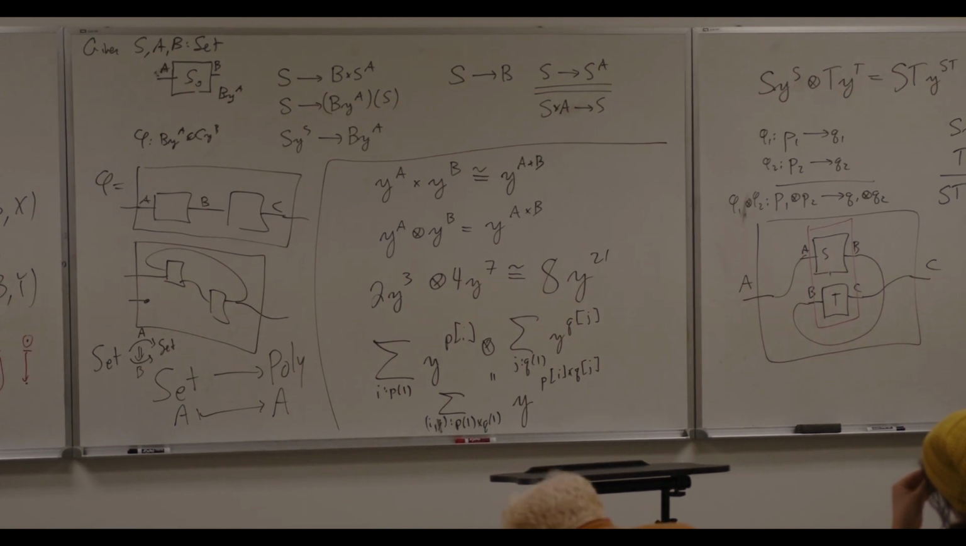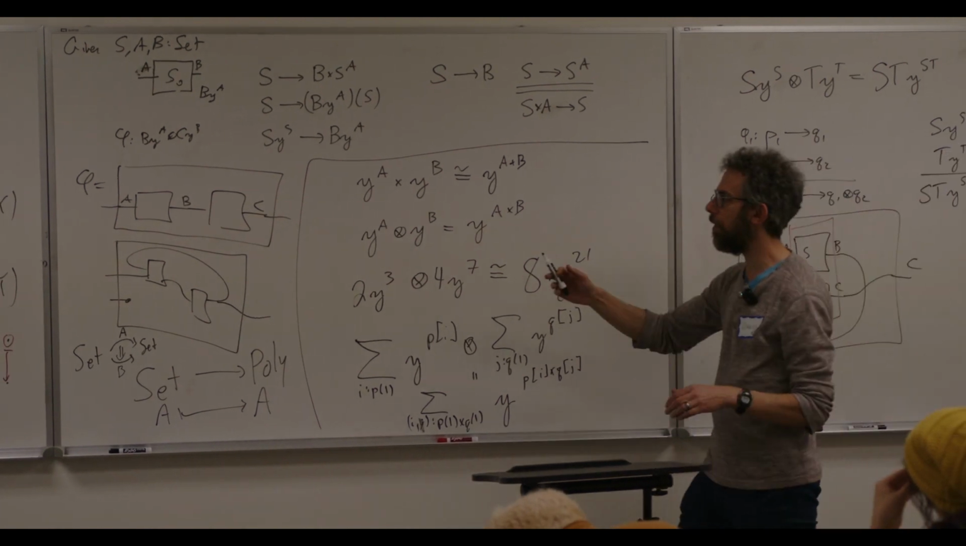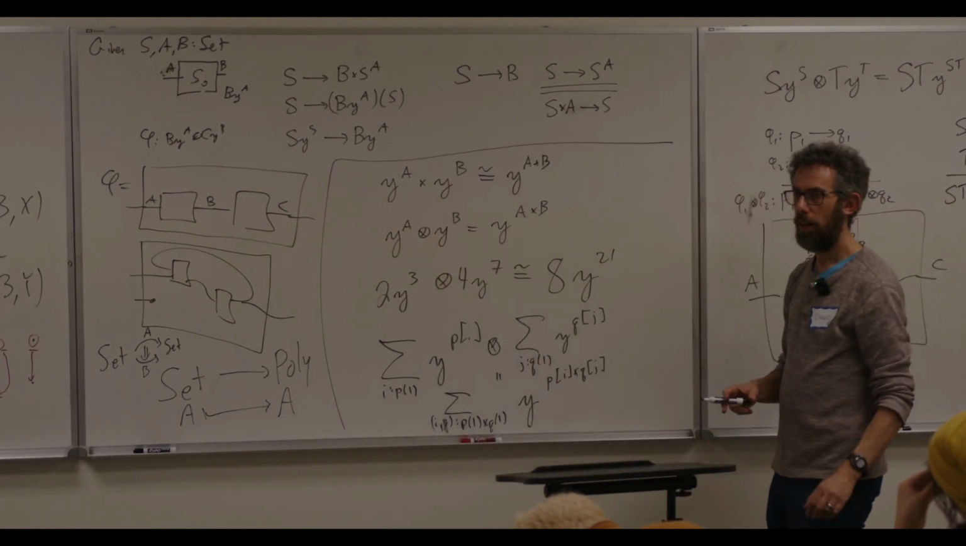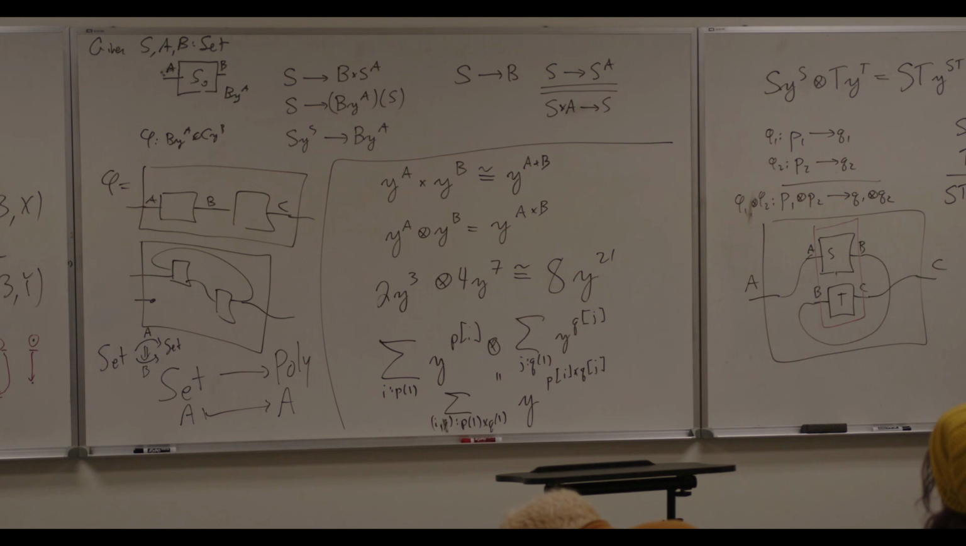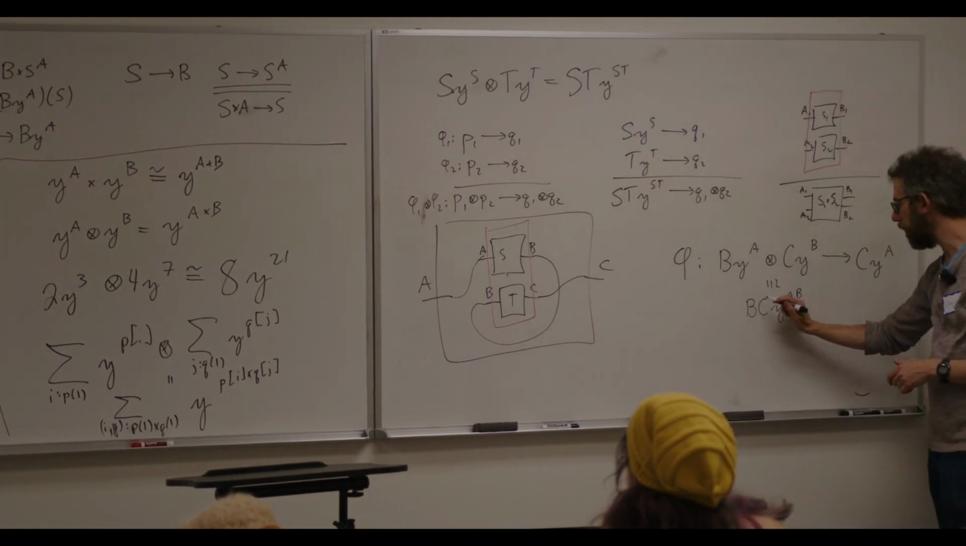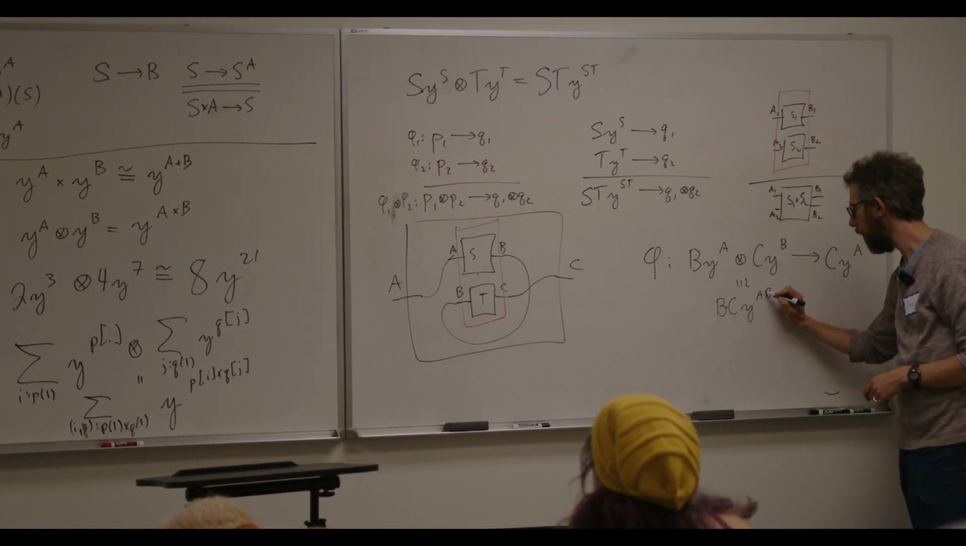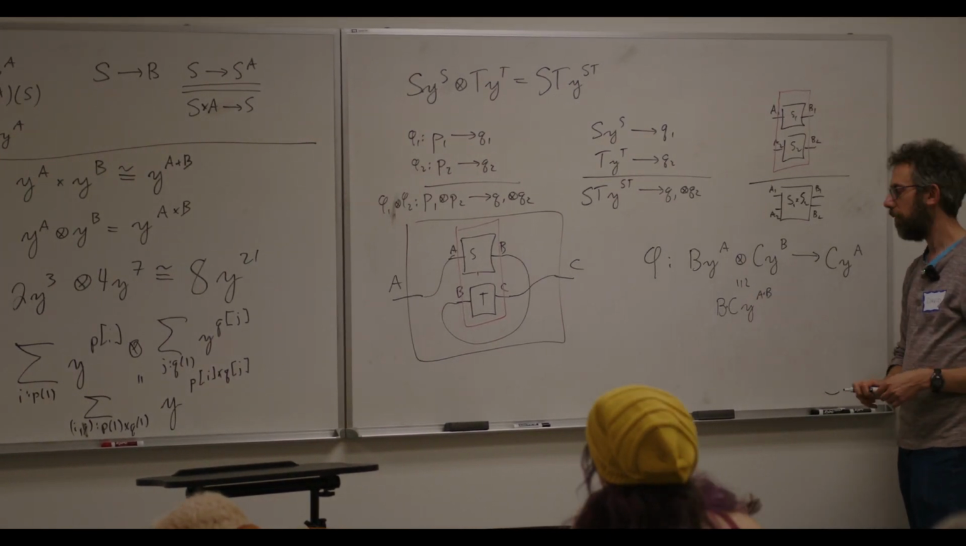So I want to say that if you give me a wiring pattern like this one, I'm able to give you a term of this type. In other words, a natural transformation between this polynomial functor and this polynomial functor. So to do that, to tensor, when I multiply two sets, I just juxtapose them. This really means B times C, A times B.